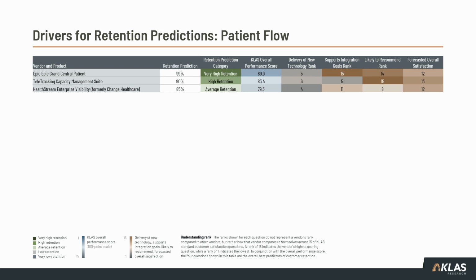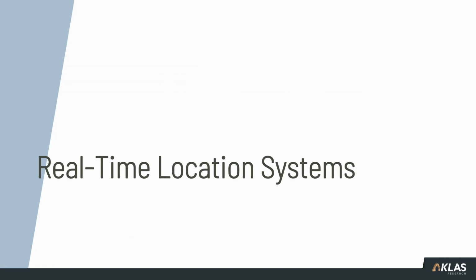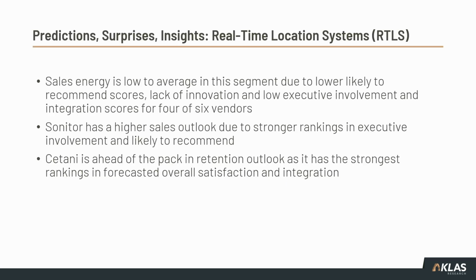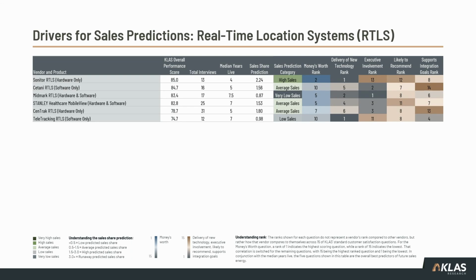So interesting. In our last segment, we're going to take a look at RTLS, so real-time location systems. So Jen, what's really happening in this space, and what is Class predicting that we'll see over the next year? So we're seeing a little bit lower sales energy in this space, often due to lower likely to recommend scores, a lack of innovation, and less executive involvement. So when we look at the different vendors in this space, you can see that most of them are having average to low sales. And that executive involvement column and the delivery of new technology column, you can see are all fairly low compared to some of the other segments we've looked at today.